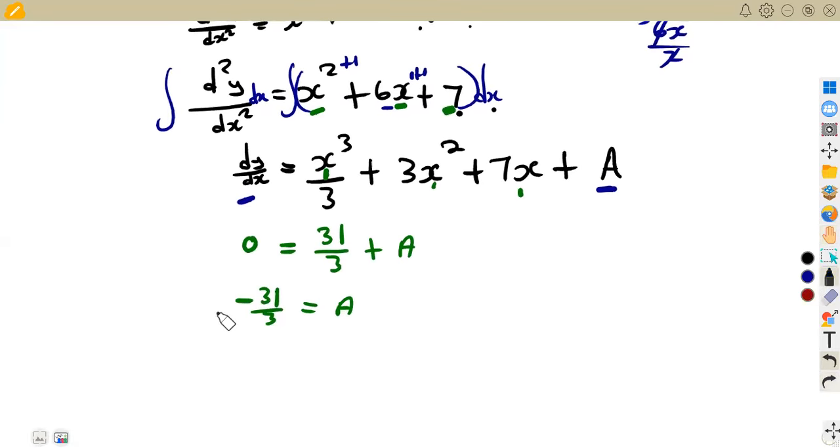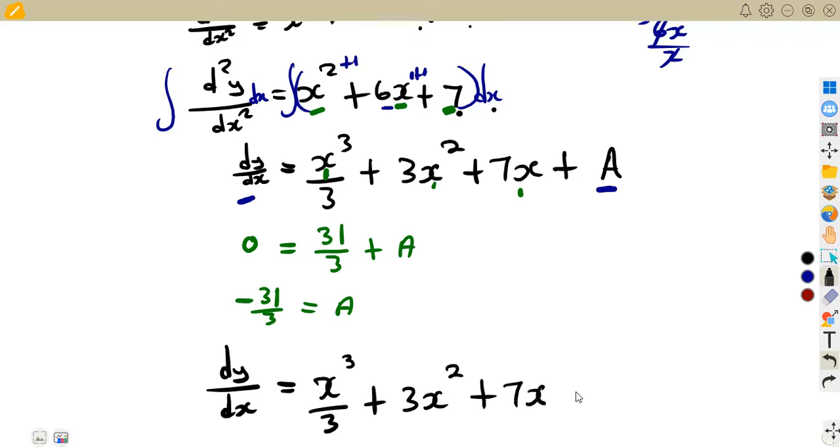So we are going to rewrite dy dx as it was before, but this time everything is going to remain as it is: x to the exponent of 3 over 3 plus 3x to the exponent of 2 plus 7x plus a, which is our a in this case, the one that we obtained. What did we obtain in this case? Negative 31 over 3. So we're going to have negative 31 over 3 like this. With the value of a that we have, we are going to integrate.